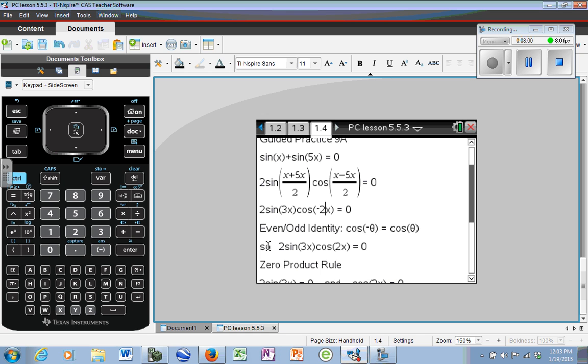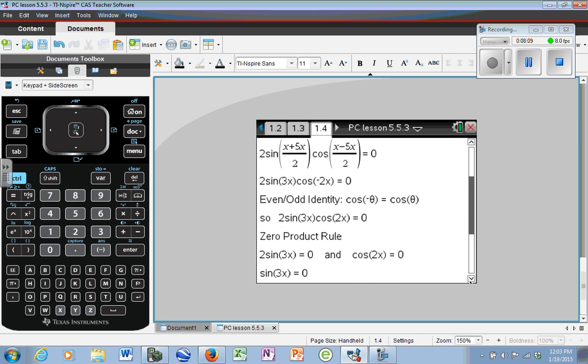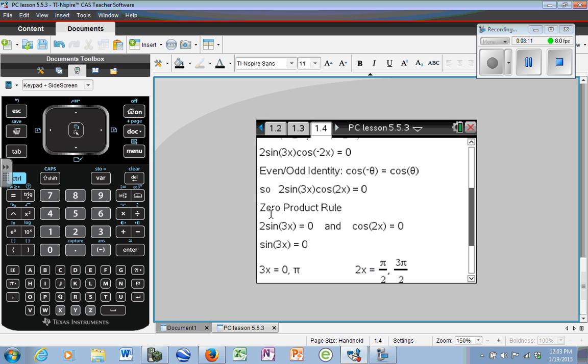So that means our equation boils down to 2 times the sine of 3x times cosine of 2x equals 0. And then we just split that up. The zero product rule tells us that this first half equals 0 and the second half equals 0. And if we take this and divide everything by 2, we'll get the sine of 3x equals 0. That boils down to the fact that 3x must equal, we say, where on the unit circle the sine of an angle equals 0, it happens at 0 and at pi.